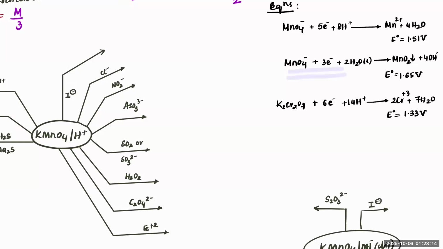So MnO4, theoretically, out of these 3 reactions, MnO4 is a stronger oxidizing agent compared to MnO4 in acidic medium and K2Cr2O7.